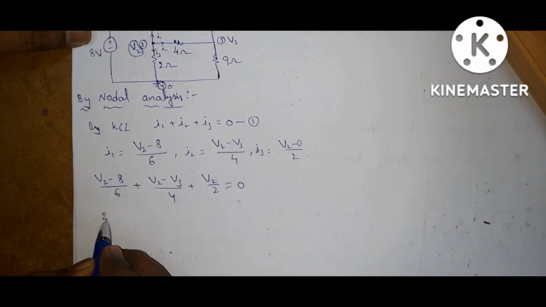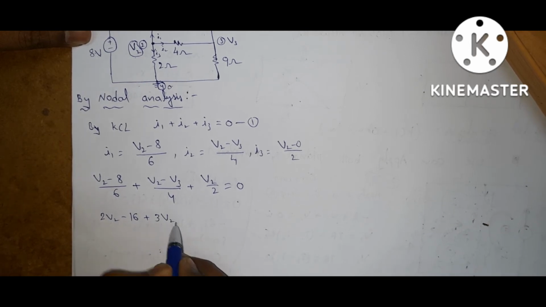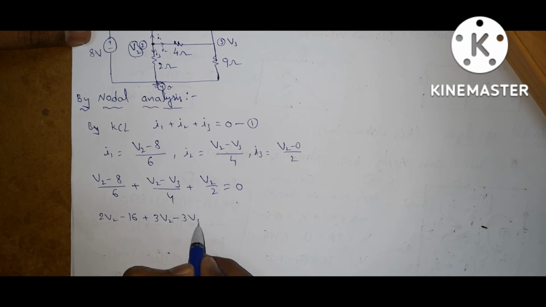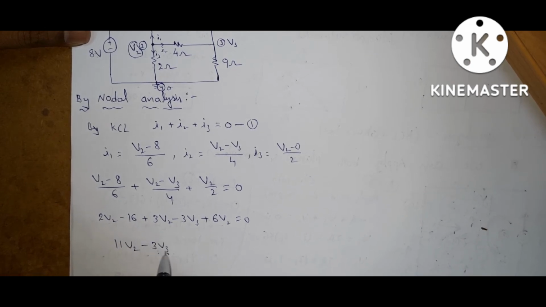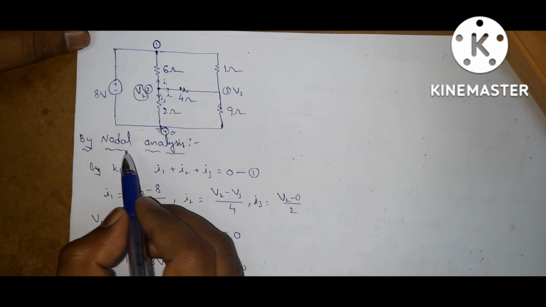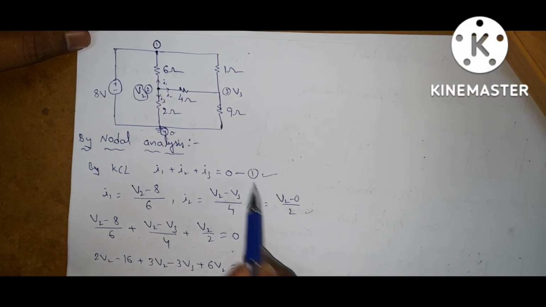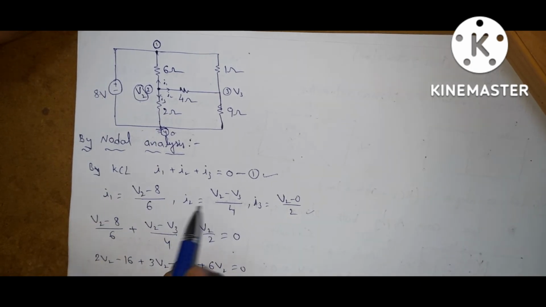12. 2V2 minus 16 plus 3V2 minus 3V3 plus 6V2 is equal to 0. You will get 11V2 minus 3V3 is equal to 16. Equation 2. So nodal analysis means KCL plus Ohm's law. Here we are applying KCL, here it is Ohm's law. From both we get this equation.